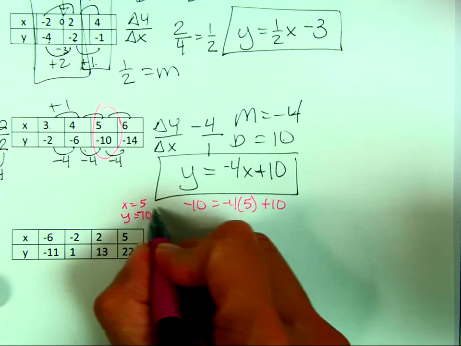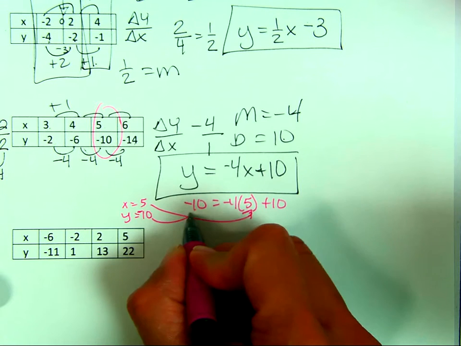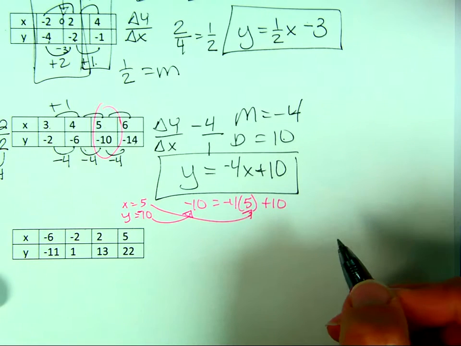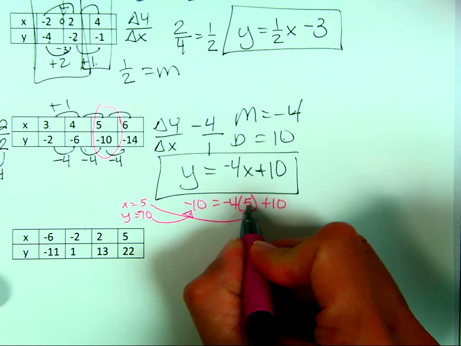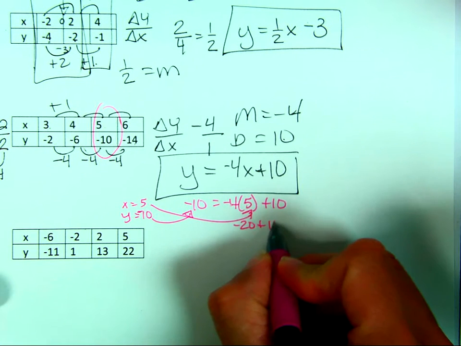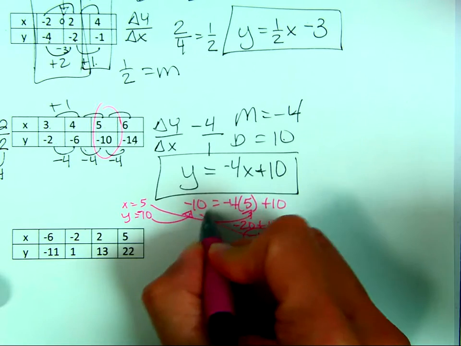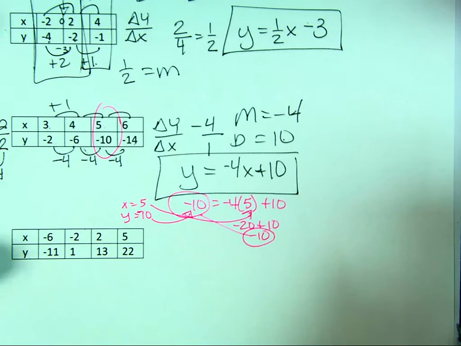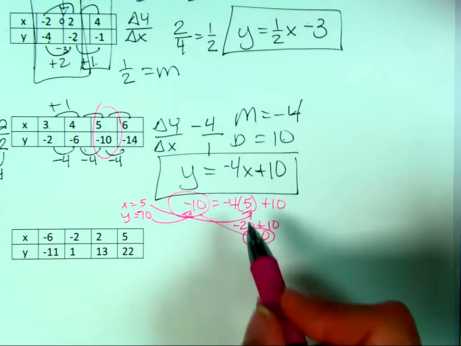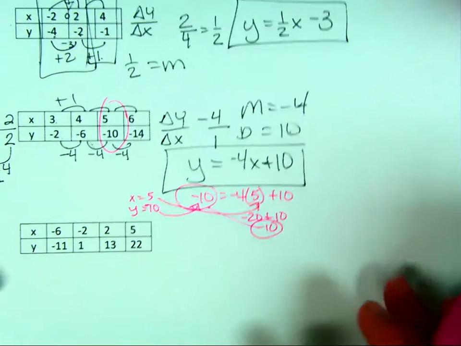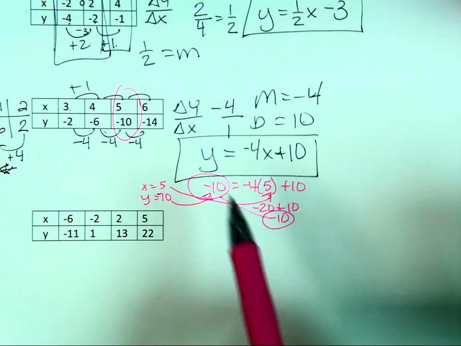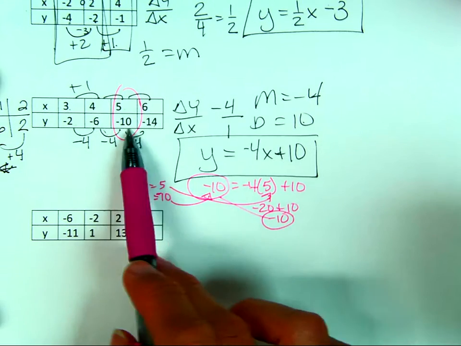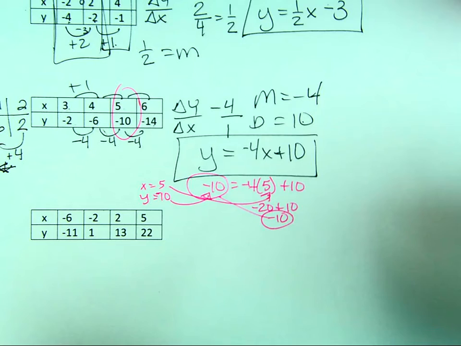So what I did was I put the 5 in where the x was, I put the -10 where the y was, and I'm going to see if it works, because if it works, then we're good. So -4 times 5 is -20, plus 10 is definitely -10. So they matched up. That's how I can know for sure that I'm right, by just picking any point on there after I make my equation. Sometimes I pick several because I want to make sure it doesn't just work with one. If it works with 2, you're pretty solid there.